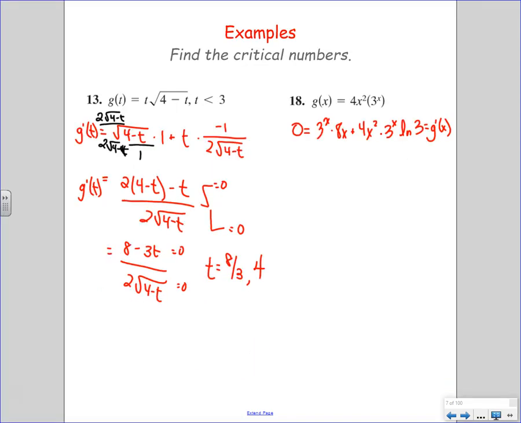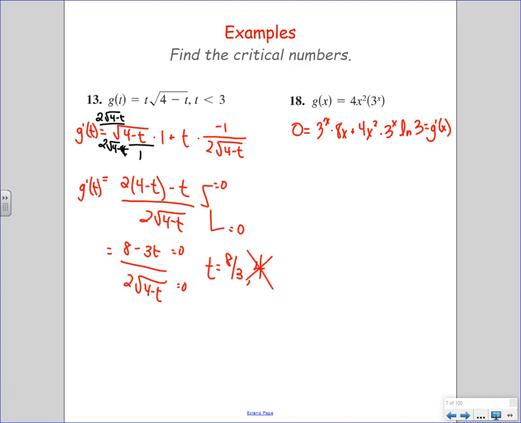Now hold on. Is there anything based on either what's given or the domain that I should ignore right about now? 4. Why should I ignore the 4? So it will be less than 3. But is 8/3 less than 3? 9/3, yeah.